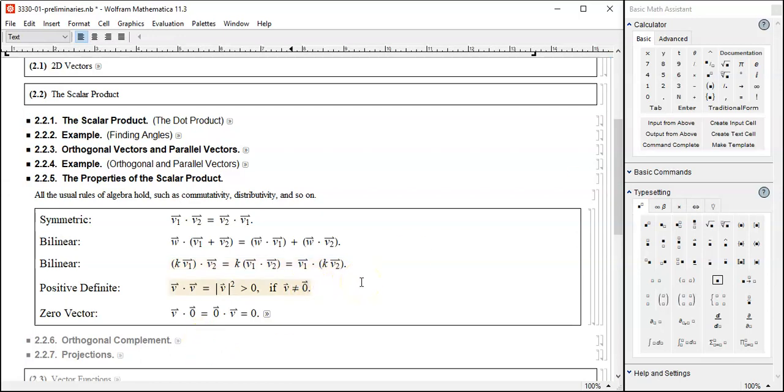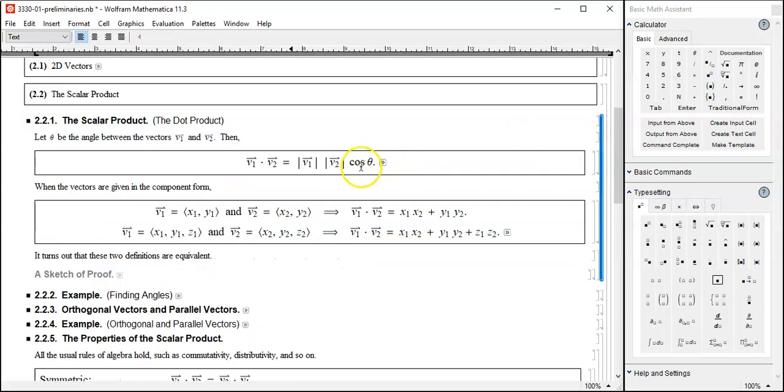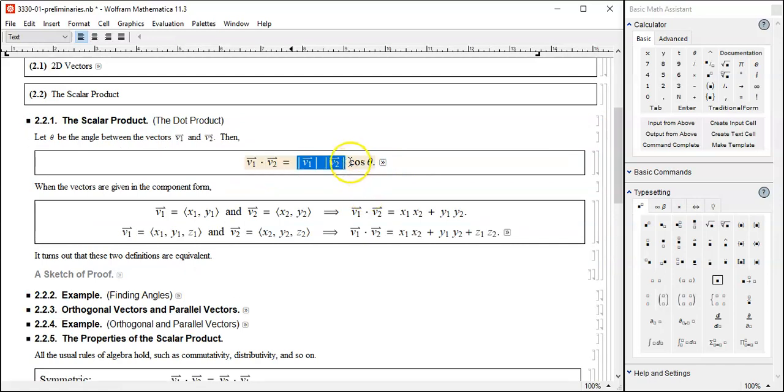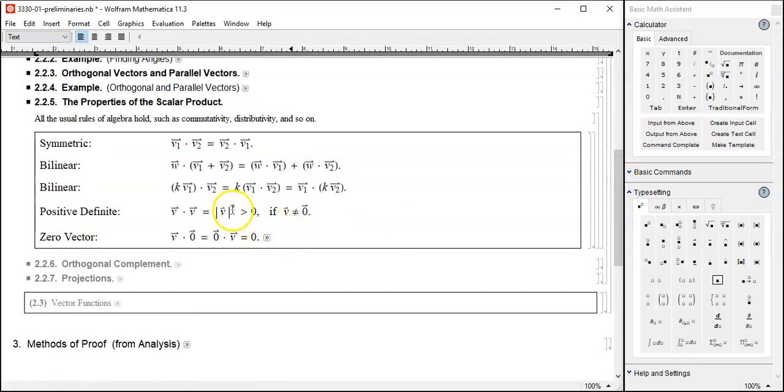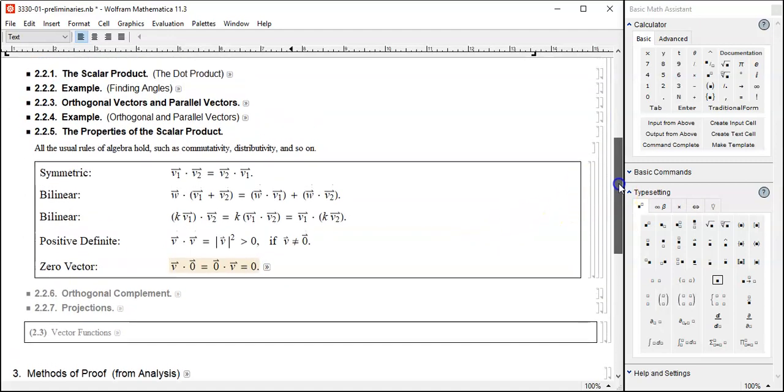If you take the dot product of itself, then you're going to get absolute value squared. Here's the definition. And if V1 and V2 are the same, then this thing is just absolute value squared. And cosine of theta, angle is 0, so cosine of theta is 1. So we get absolute value squared. That's always positive. And the worst possible is equal to 0. That's when we have 0 vector. The last property of a 0 vector, again, pretty straightforward.